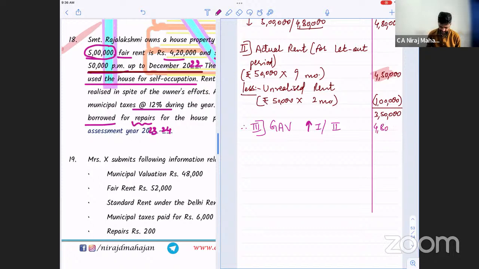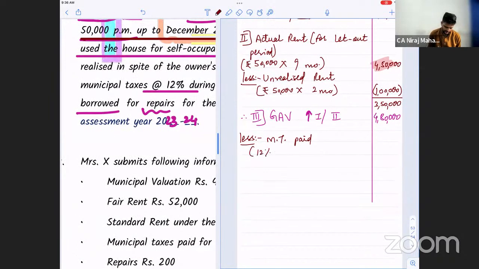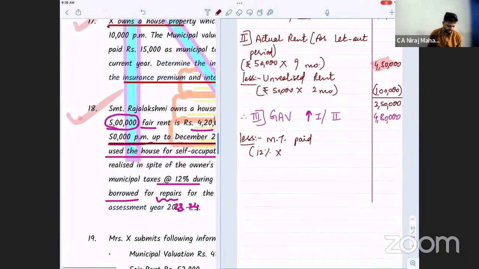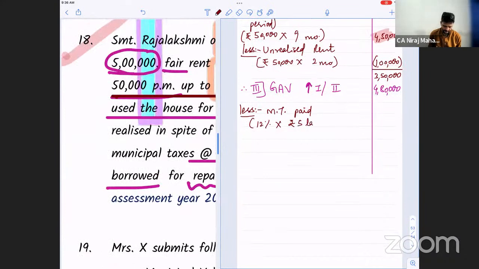That is 480. We allow municipal taxes for the entire year, less municipal taxes paid by owner during the year. The municipal taxes are paid at the rate of 12%, obviously 12% of municipal valuation. Municipal valuation was 5 lakh rupees. 12 5 is 60. Correct? So 60,000 is my municipal taxes. What do we arrive at? We arrive at NAV, net annual value. 480 minus 60 is 420.